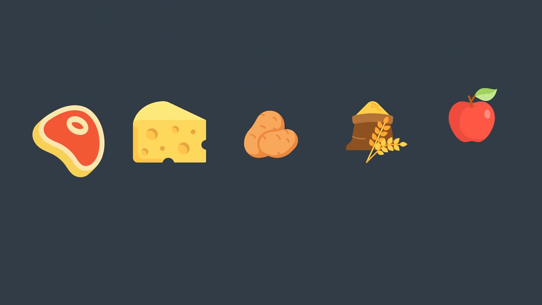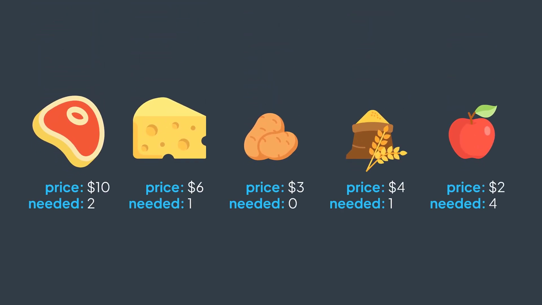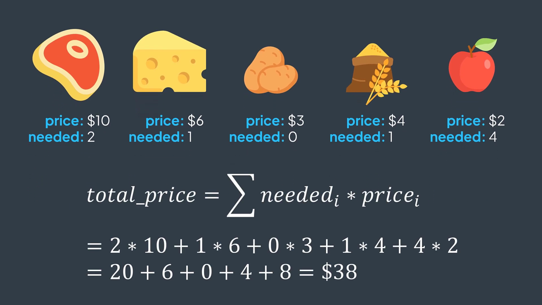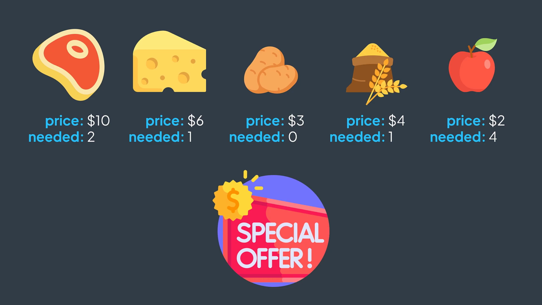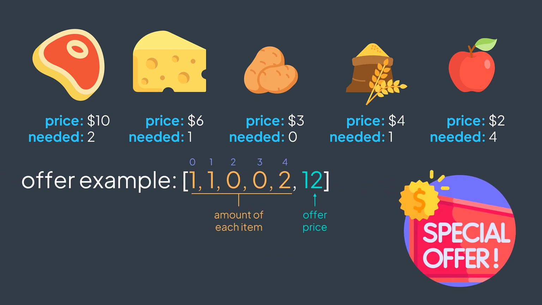Imagine that there are n items, each one of them has a price and the amount you need of it, and you want to know at what price you can get them. Easy, you just do the sum of the amount times the price for each item. But before you buy, you hear that there are special offers. An offer consists of the amount of each item and its total price.